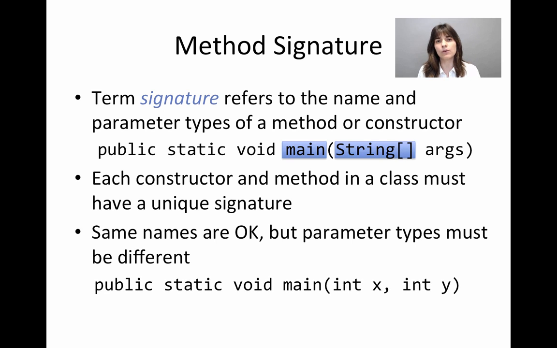Here is an example of a method that could coexist in a class with the main method that we just saw. Why? What is the signature of this second main method? The signature is the name, which is the same as before, but now the parameter types are different. We have two ints, two integers, while before we had an array of strings.